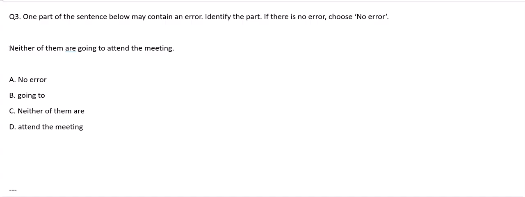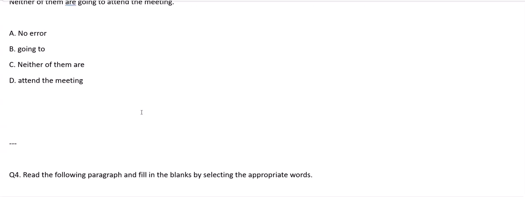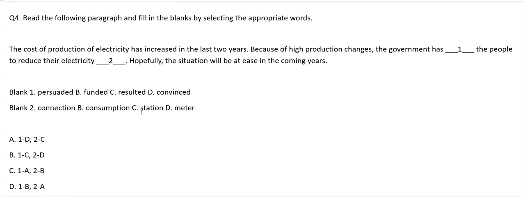Always remember the singular subjects, for example, either, neither, each, everyone. These are all called singular subjects only. Whenever these subjects come, they should be followed by a singular verb, that is is or was. Hence, the part which has the error is option C. It should be neither of them is, not are. Okay. Let's move on to the next question.